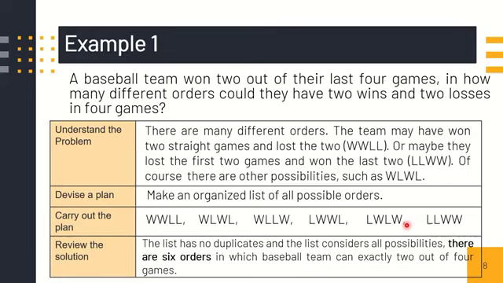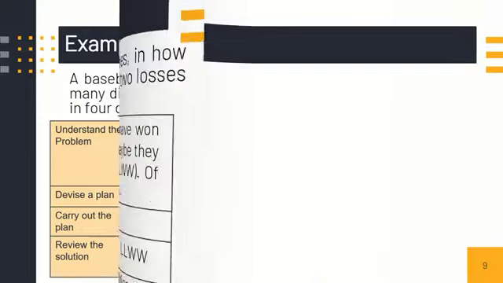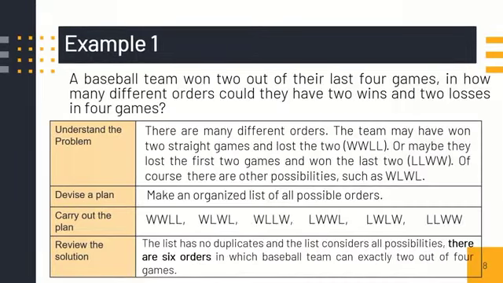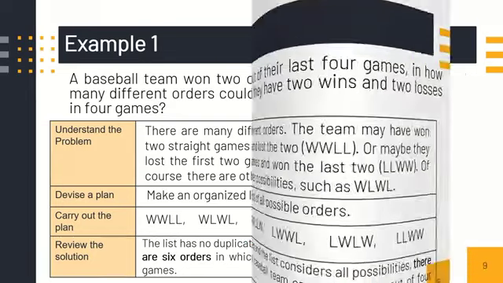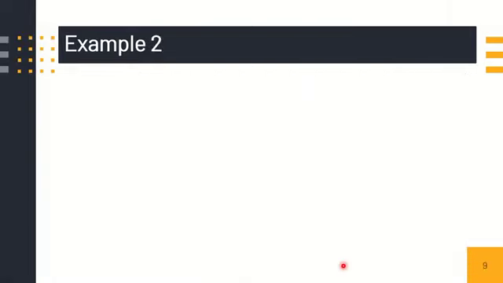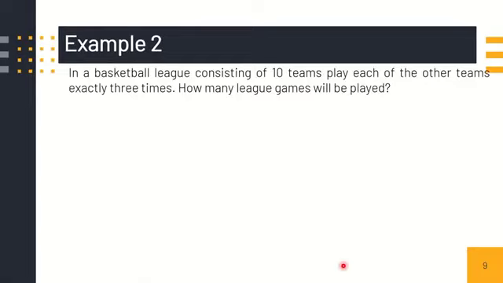Okay, another problem. Let's have another problem. So again, our solution here is there are 6 orders in which a baseball team can win exactly 2 out of 4 games. So may win dapat dyan. Okay, another. For example number 2. In a basketball league consisting of 10 teams, each team plays each of the other teams exactly 3 times. So, how many league games will be played?